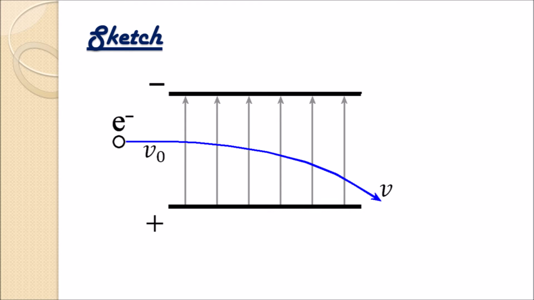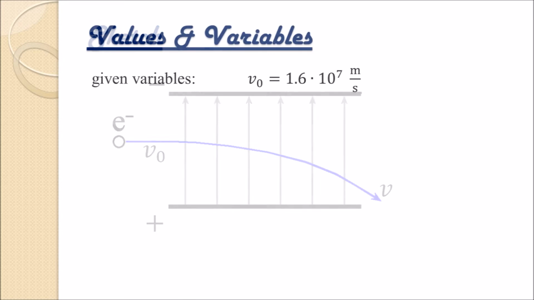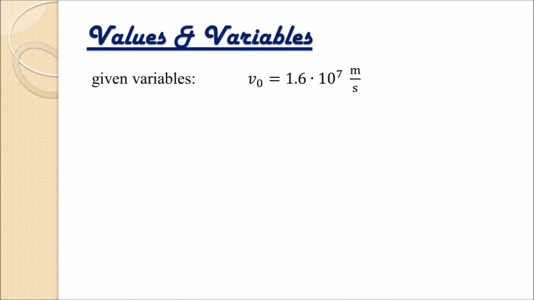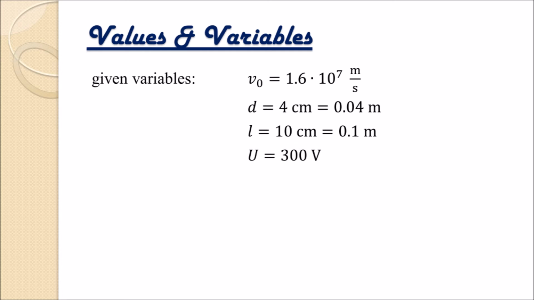So what values are given and what are we really looking for? We have given the initial velocity v0 as 1.6 times 10 to the power of 7 meters per second. In addition, we know that the distance between the plates is 4 centimeters and the plates have a length of 10 centimeters. Now, centimeter is not the basic unit, so let's divide both values by 100 and we get that the distance is 0.04 meters and the length is 0.1 meter. In addition, we have given the voltage of the plate capacitor, which is 300 volt. And we are searching for, first of all, the velocity of the electron when it leaves the field and this vertical distance.